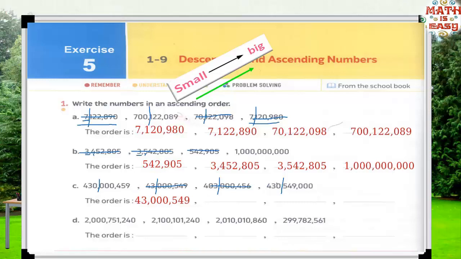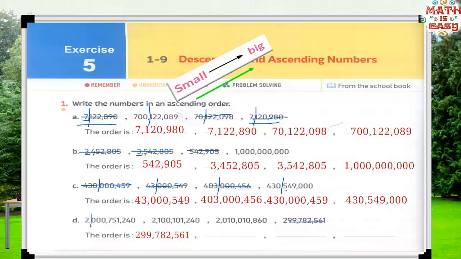Now I have only 2 numbers, the first and last number. Which one is smaller? Here we have 0 in the 100,000 place and here we have 5 in the 100,000 place. That means this number is smaller, and the biggest number is here, 435,549,000. Last one, we have here 4 periods and here 3 periods. That means this number is the first.